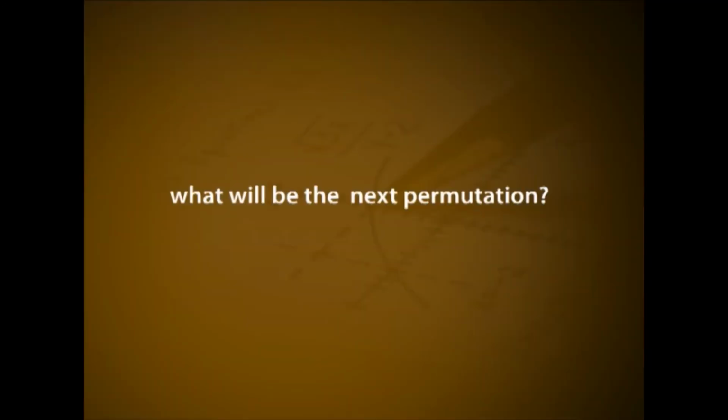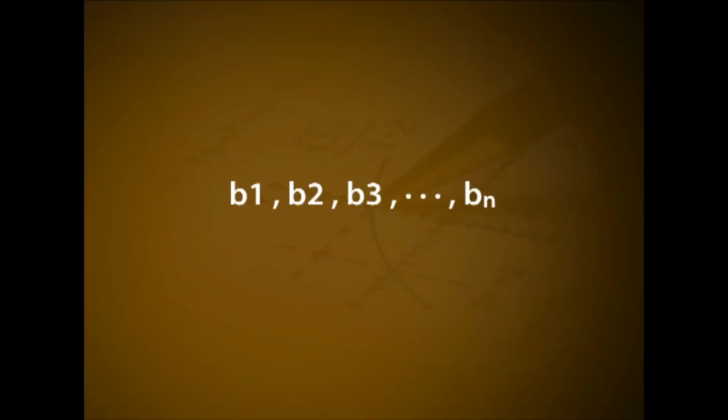Now, how do we specify this order in the general situation? Suppose a permutation A1, A2, A3, etc. An is given. Our concern is what will be the next permutation? We can make use of the following guideline. The next permutation B1, B2, B3, etc. Bn must satisfy the conditions.